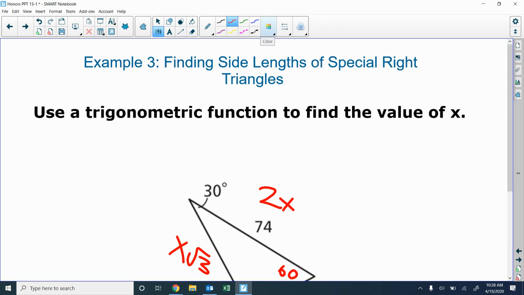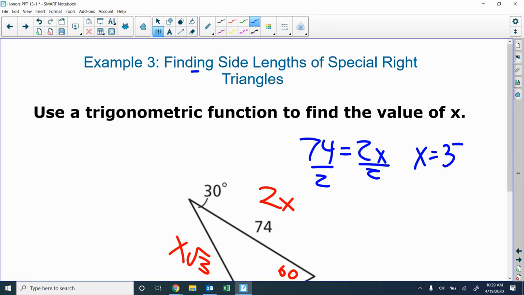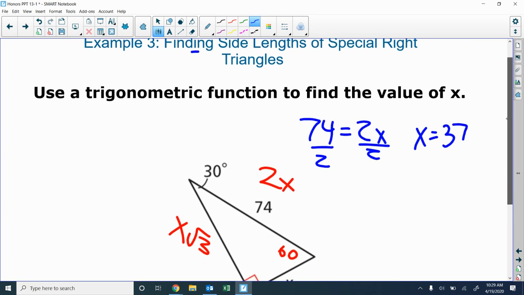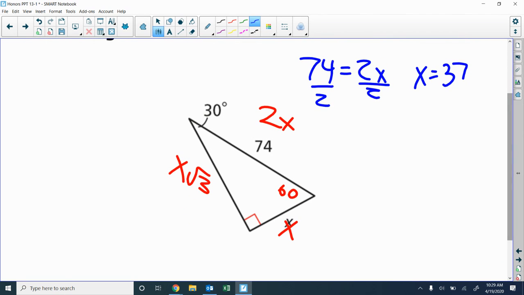So what I'm going to do is take that side that I have, and that is 74, is equal to 2x. I'm going to divide by 2. If I divide 74 by 2, of course, I'll let you think about that one for a second. 74 divided by 2, and of course we get 37. So our x is equal to 37.